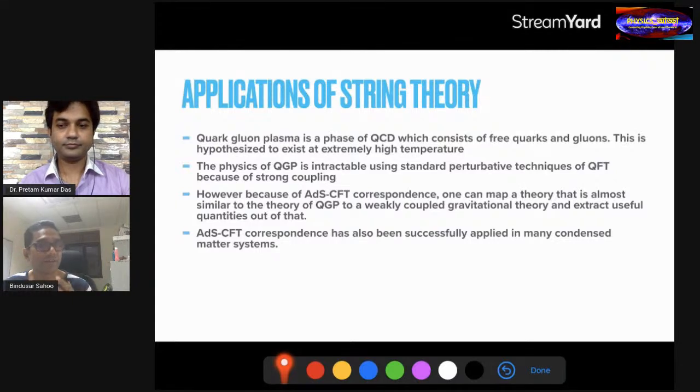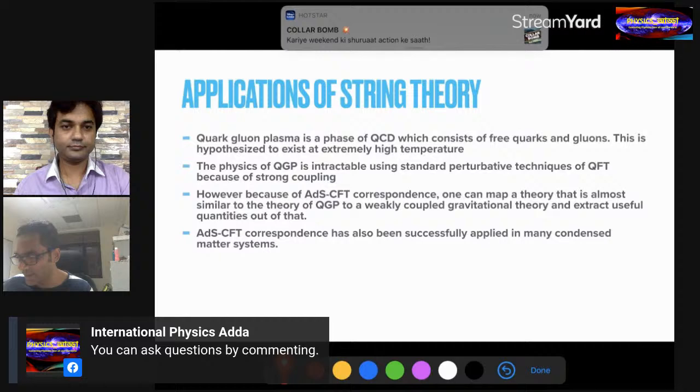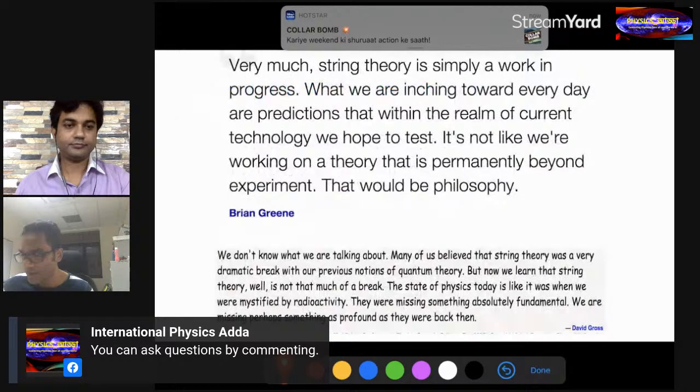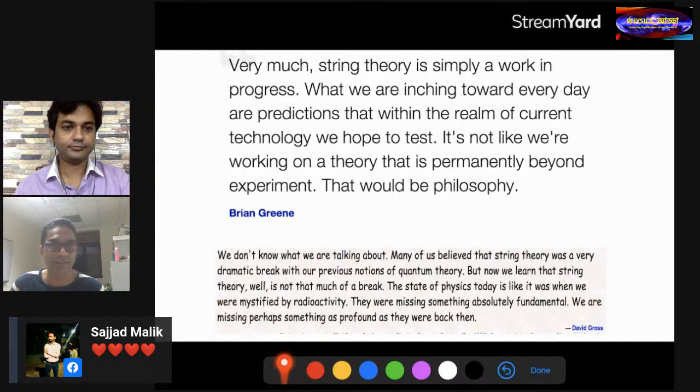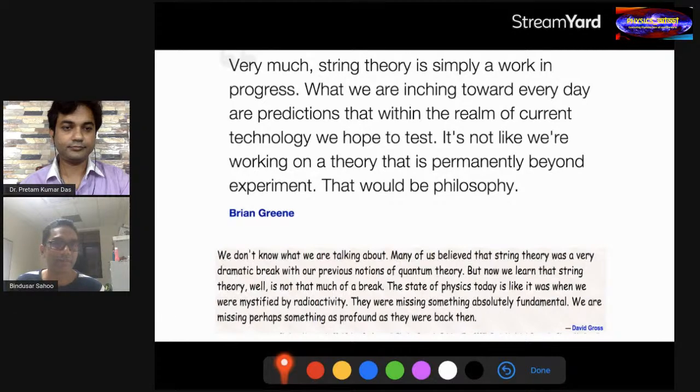It has also been successfully applied in many condensed matter systems, to understand some critical points of condensed matter systems. These are some of the applications that have originated from string theory because of this AdS/CFT correspondence. So I think I have more or less finished my talk. I would like to end with these two quotes by two famous physicists, Brian Greene and David Gross. You can read them, and they are self-explanatory. Okay, thank you.